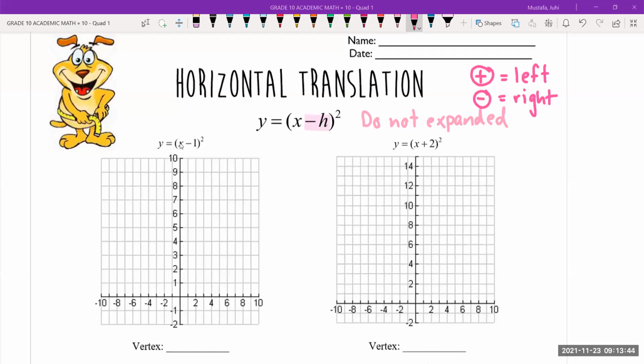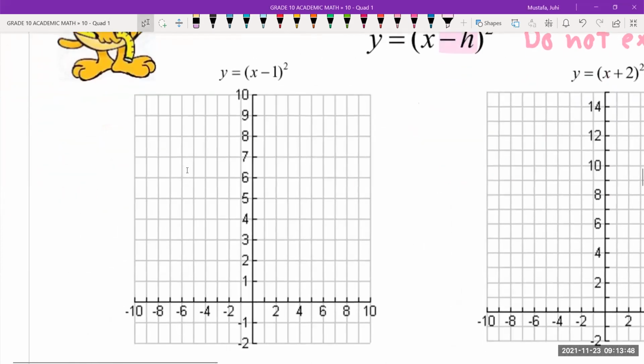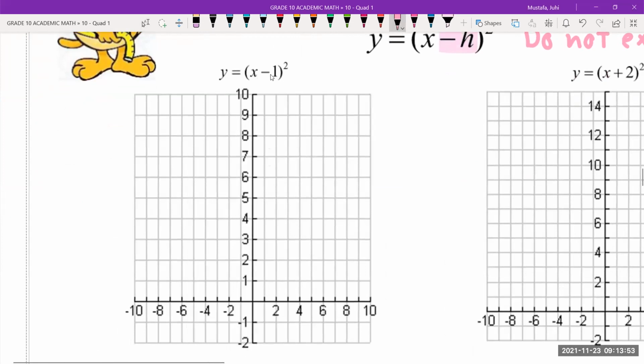Keep this in mind when we do our 2 examples. Let's look at the first example. We have x minus 1, all of it squared inside of the bracket. This number inside of the bracket tells me that I have a horizontal translation. My parabola is moving either to the right or to the left.